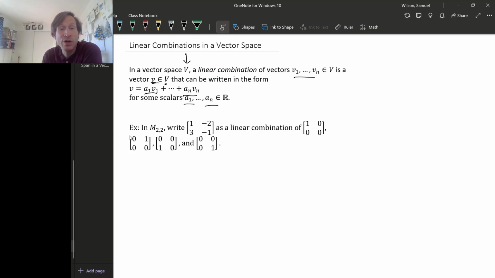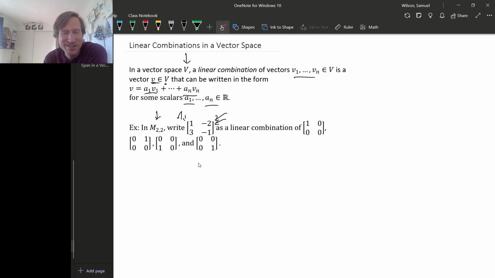Okay, so in particular, if we think about this vector space of 2 by 2 matrices, we could try to write this matrix [1, -2; 3, -1] as a linear combination of these four matrices: [1, 0; 0, 0], [0, 1; 0, 0], [0, 0; 1, 0], and [0, 0; 0, 1]. So how could we write our given matrix? Let's call this A, so we don't have to write it down again.